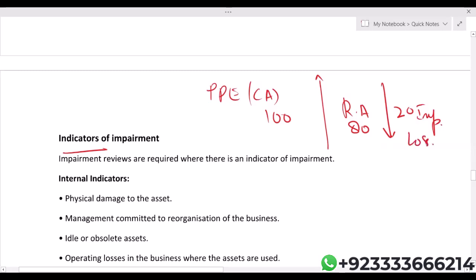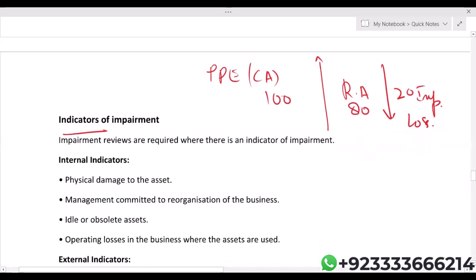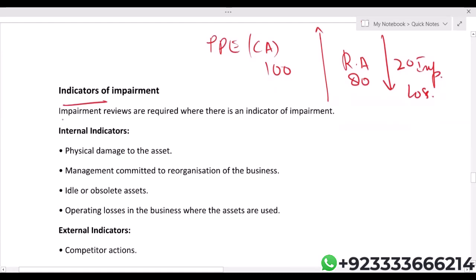Basically, when we are comparing carrying amount with the recoverable amount, it means we are performing an impairment review, an impairment test. Logically, an impairment review will only be carried out, an impairment test will only be performed, when there are indicators of impairment loss. Otherwise, normally we do not perform any impairment review. So when there are indicators of impairment, then we will perform an impairment test. Impairment reviews are required where there is an indicator of impairment.